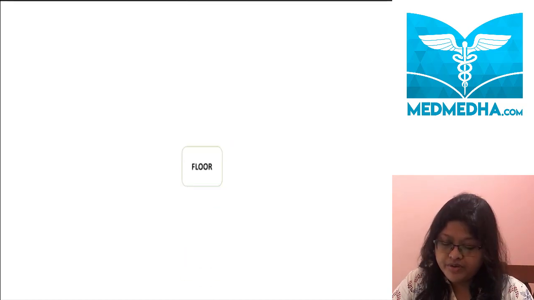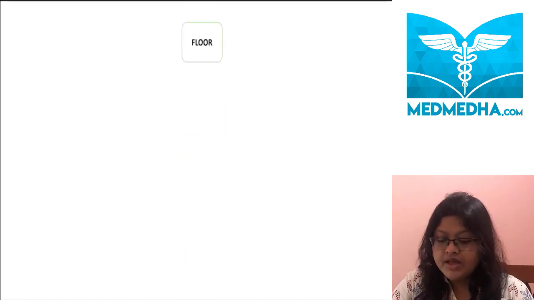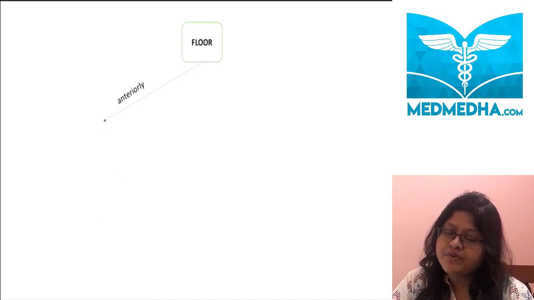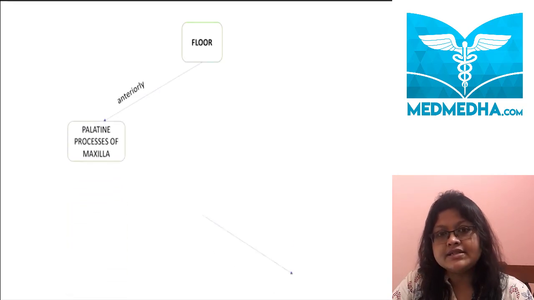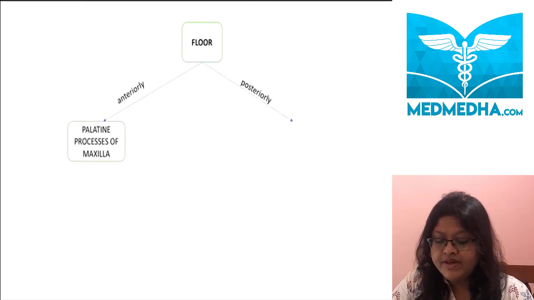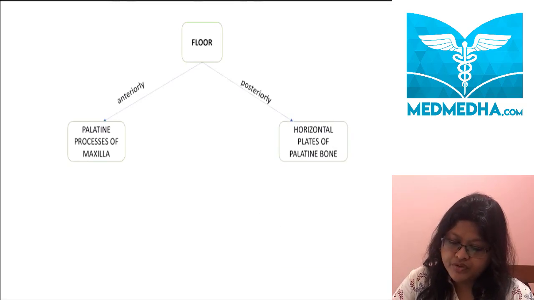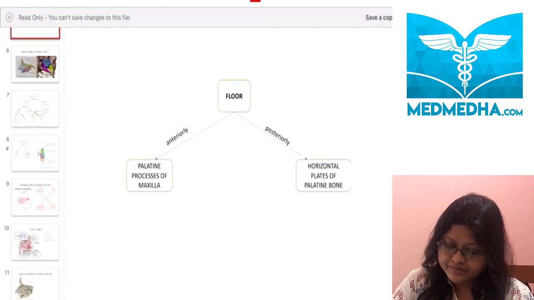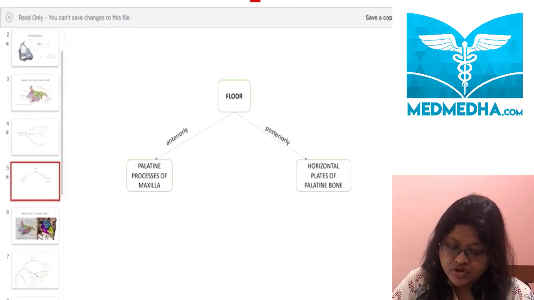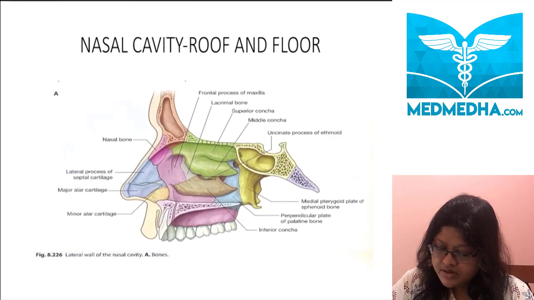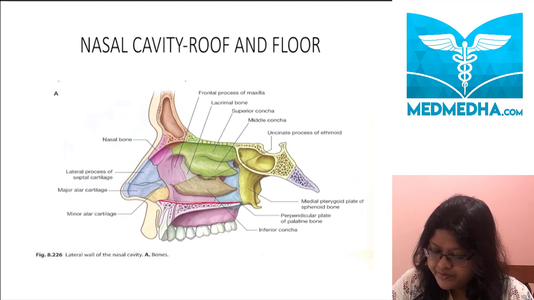If we come to the floor, it is formed anteriorly by the palatine process of the maxilla, and posteriorly we have the horizontal plates of the palatine bones. Before that, we will see this picture once again to make this more clear. So this is the floor. This is the anterior part. This is the posterior part.